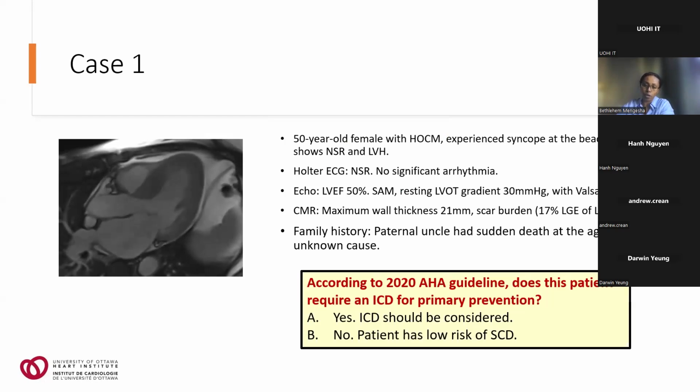So the question here is, according to the most recent American guideline, whether this patient has indication for ICD as a primary prevention. Option A is yes, it should be considered, and option B is no, patient has low risk. So I'll leave you to think for a few seconds, but I'll have to move on for time's sake.